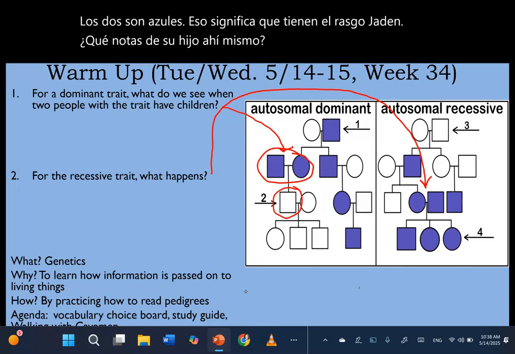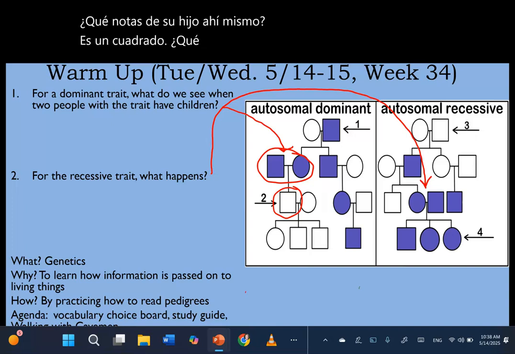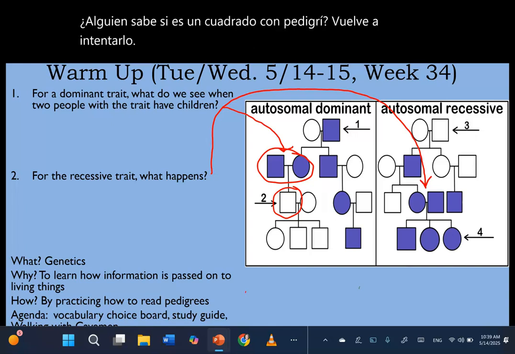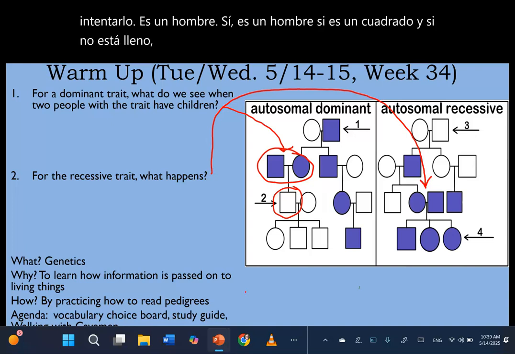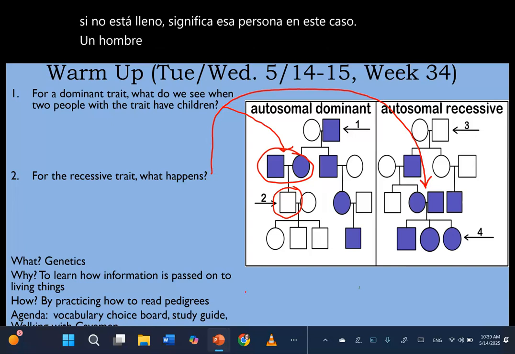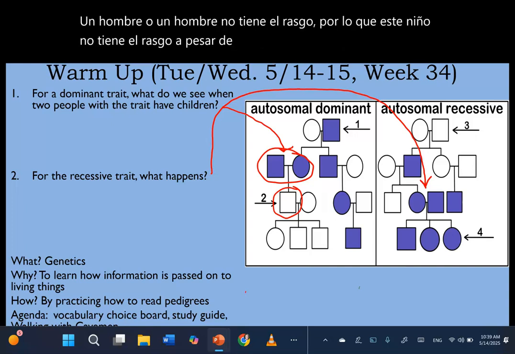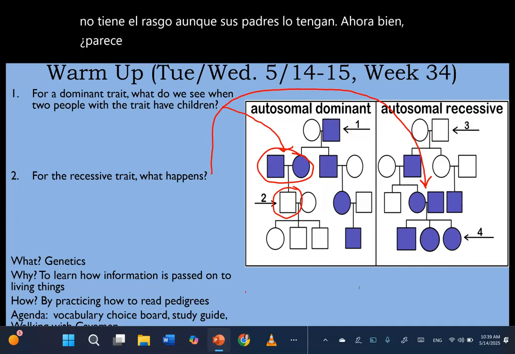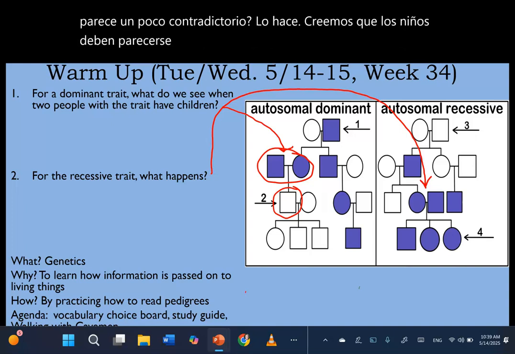It's a square. What does that mean? Anybody know? If it's a square in a pedigree, it's a man. And if it's not filled in, it means that that person, in this case a male, does not have the trait. So this child does not have the trait, even though their parents have it. Now, does that seem kind of counterintuitive? It does. We think kids should look like the parents, but that's what's possible with a dominant trait.